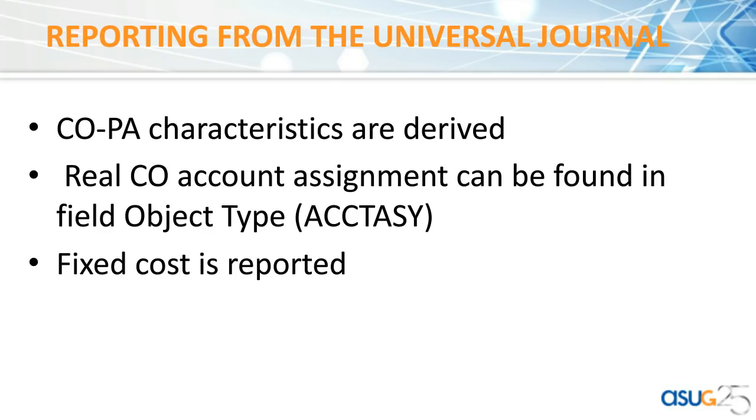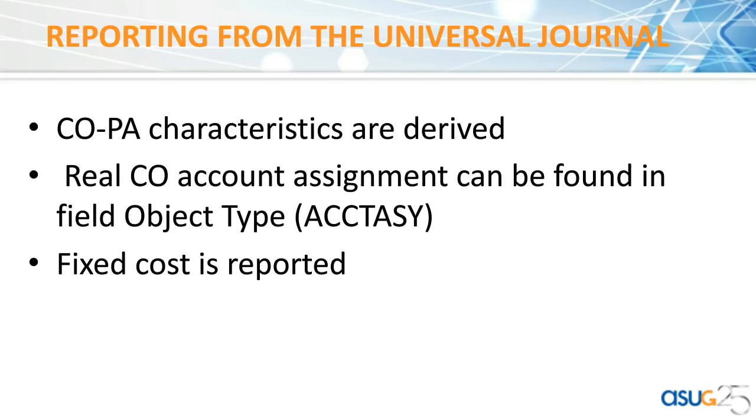The last bullet point on the slide is my favorite one. Fixed cost is reported from CO to ACDOCA. So it's really great that I could get variances from production at the GL account level. It's really great that I could get cost of goods sold split by cost component, but without separating fixed and variable, my contribution margin was still lacking. But now in ACDOCA, I can see fixed cost.